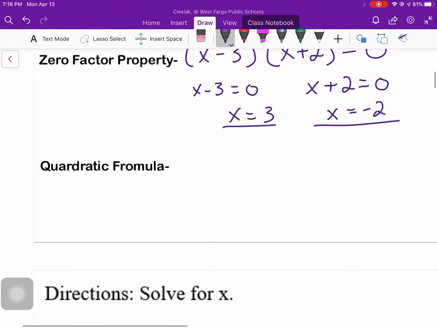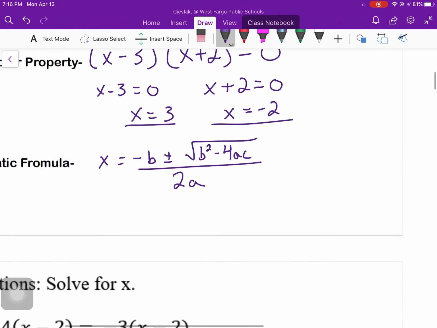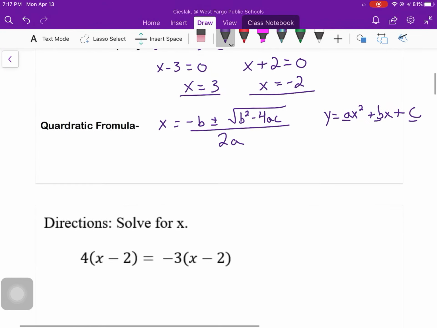Okay, and then the quadratic formula. I've got a cold, so I am not going to butcher singing this, but I'm sure you guys all can do it. X is equal to the opposite of b plus or minus the square root of b squared minus 4ac, all divided by 2a. Okay, and where do those come from? If I have y is equal to, in standard form, ax squared plus bx plus c, the a, b, and c in that equation come from the coefficients of the quadratic in standard form.